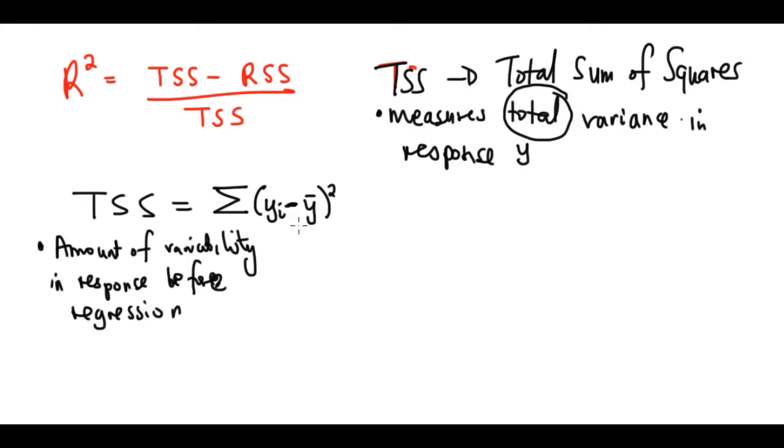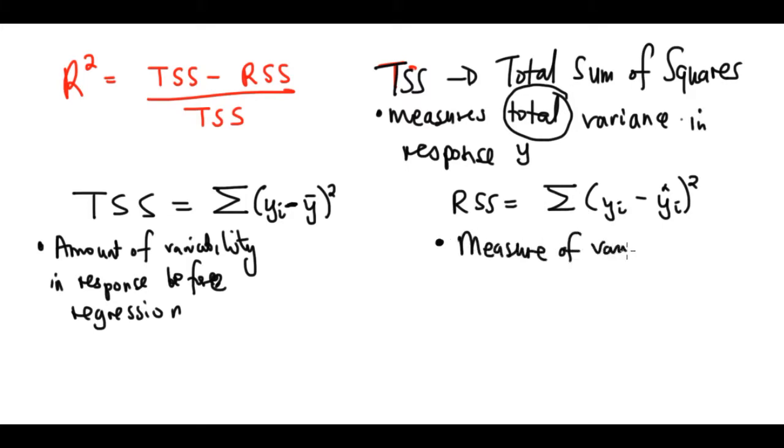Then let's look at RSS. If you remember, our RSS is defined as the sum of yi minus y hat i squared, right? How do we define this? This is a measure of variability that is left after regression.